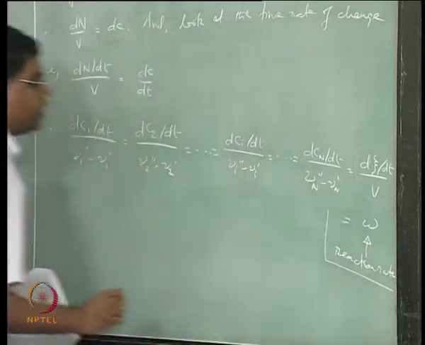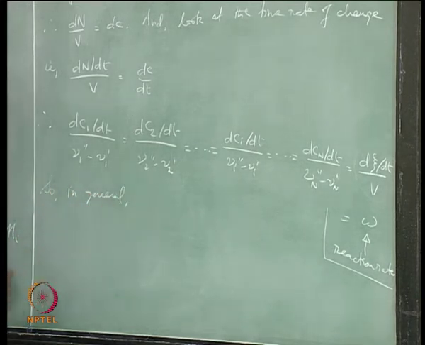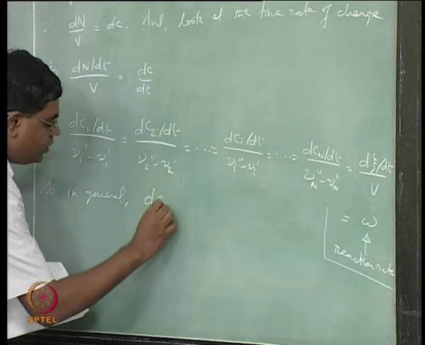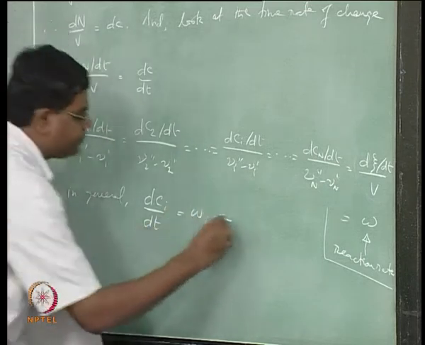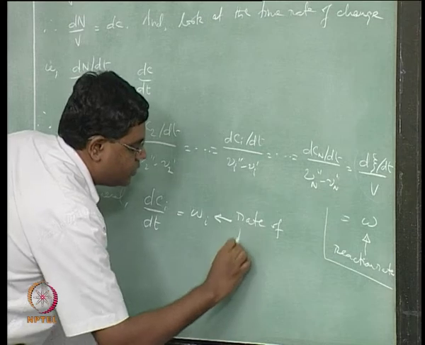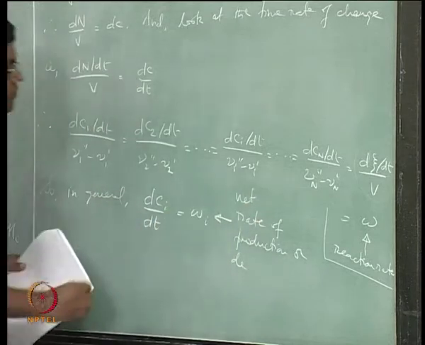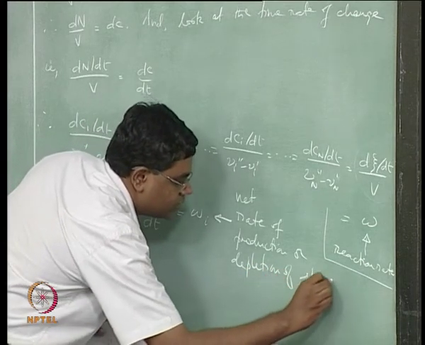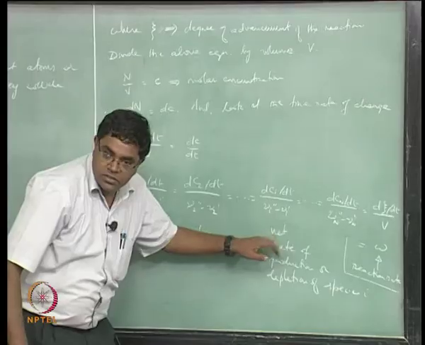So if you now keep that along with that line, in general we can say dCi over dt, if this is omega I, this is the rate of production or depletion. We should say net rate of production and depletion of species I. I will explain why we are saying net in a few minutes.